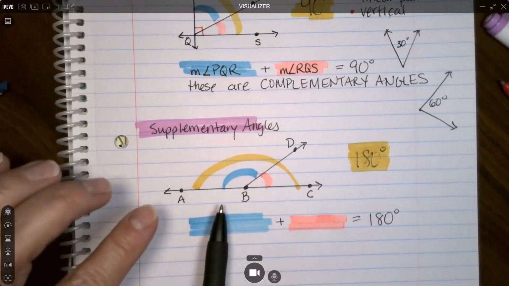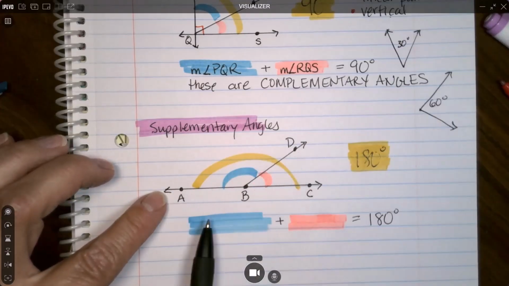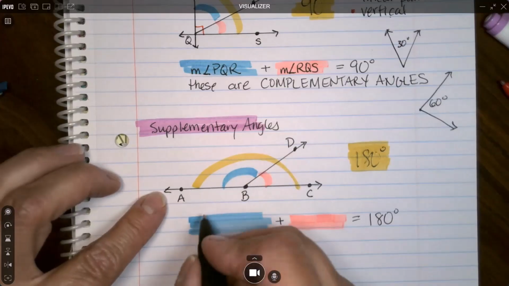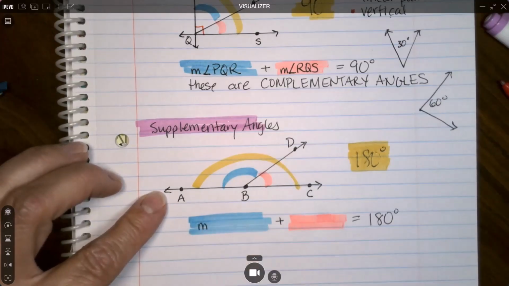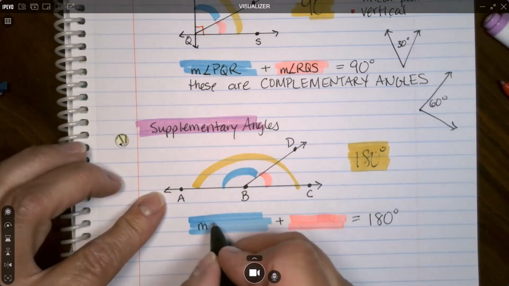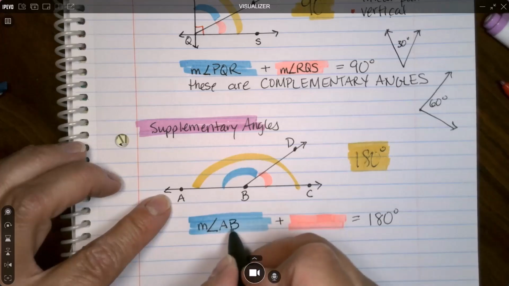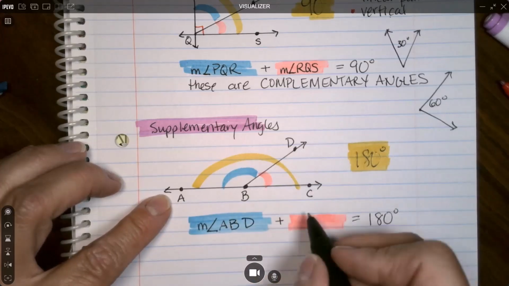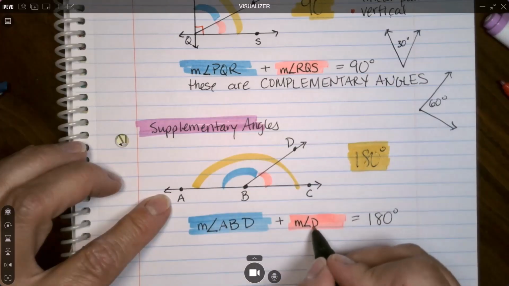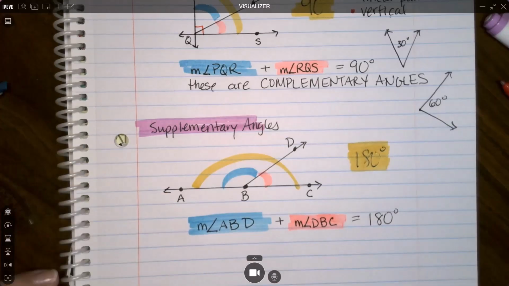I'm going to put the terminology on that because we're still probably learning how that works. Okay, the blue angle, B is the vertex. So you can go ABD, or you can say DBA. Most people are probably going to go like this. So you put the small case m because we're talking about the measure of it. The measure of angle ABD plus the measure of angle DBC, these two together add up to 180 degrees.